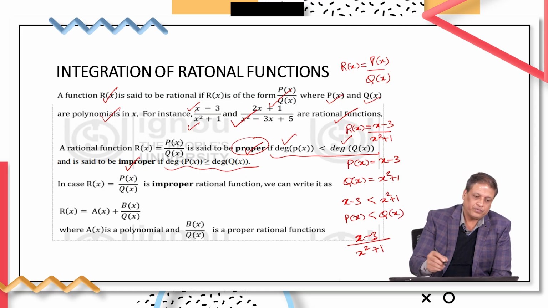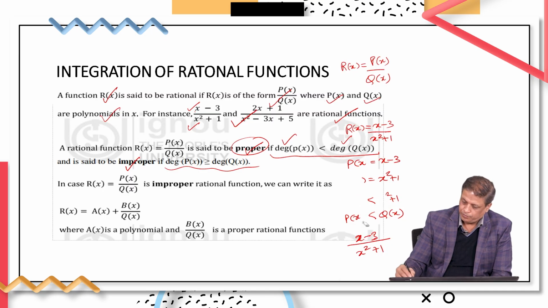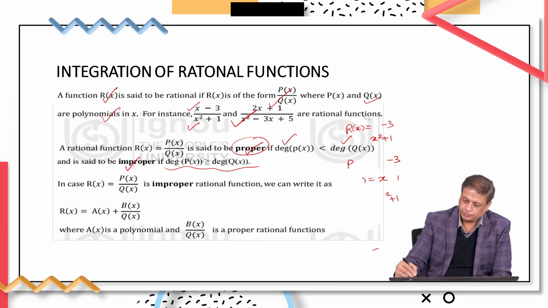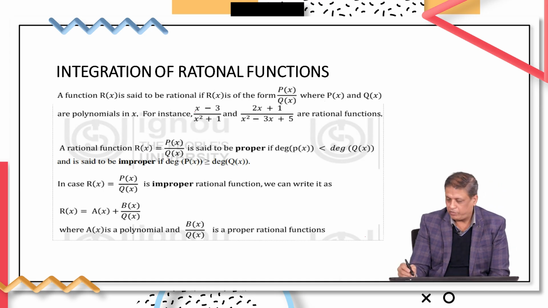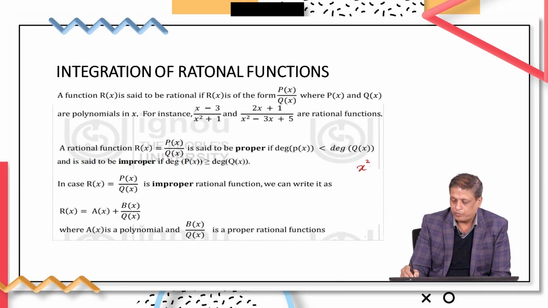If the rational function is improper, for example x square minus 1 upon x plus 1, the degree of the polynomial in the numerator is greater than that in the denominator. So, that means this is an improper rational function.